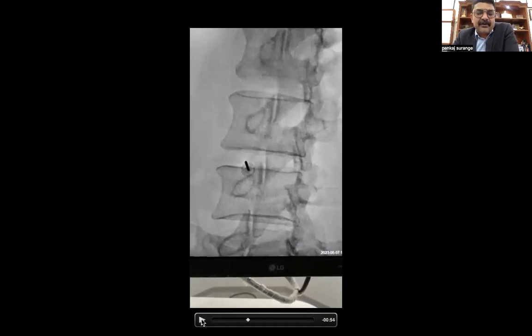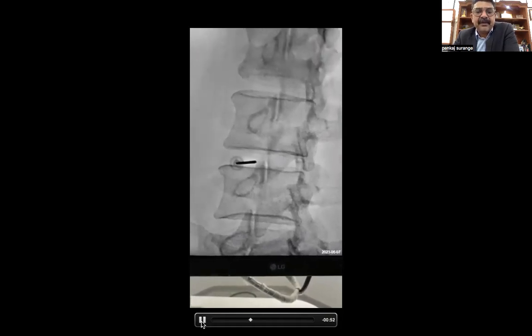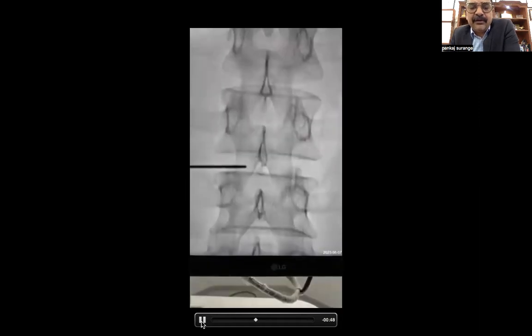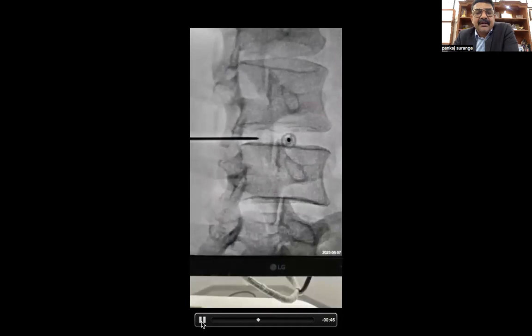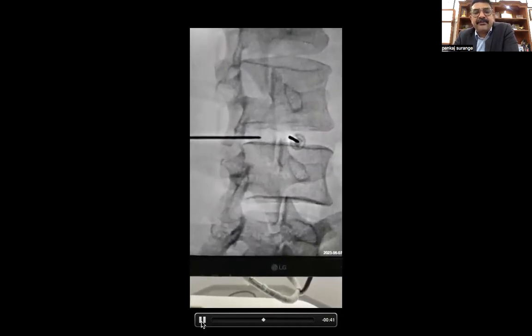After infiltrating, now you can see this is the RF probe through which we are going. The same technique we used for the local infiltration. Going radially, you can see here. It's not going end-on, going slightly radially. Other side also you can see here. Now on the other side, that is the right side.